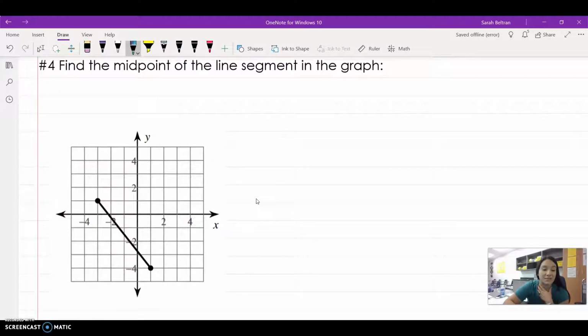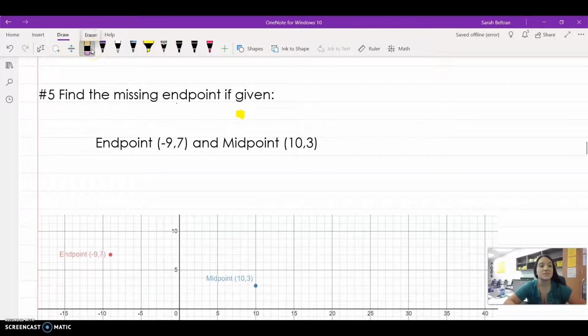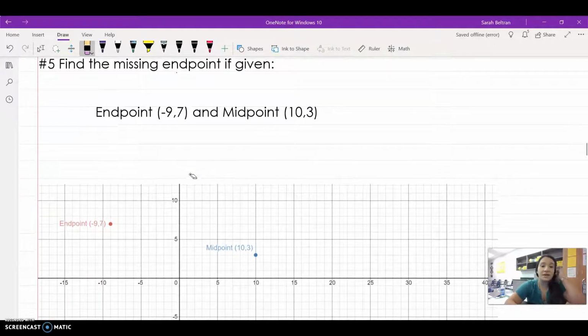All right, now you've had some time to find that answer, hopefully. The next one, so let's see, this was something new that we did yesterday. So we're given an endpoint and we're given a midpoint, right? So we learned the long way and we learned the easy way. Now the easy way, which most of you guys preferred, was to figure out how far do I go down and over to get to the midpoint. And then from there, we do the same amount down and over to find the missing endpoint.